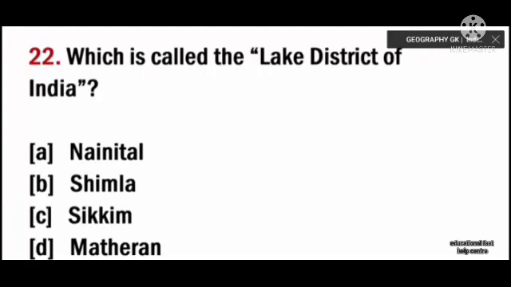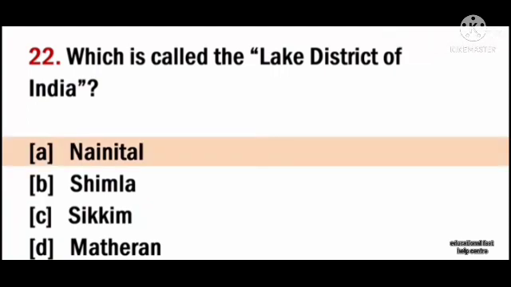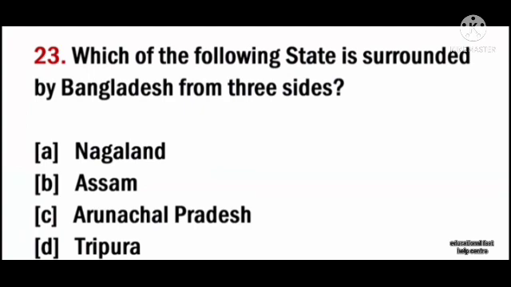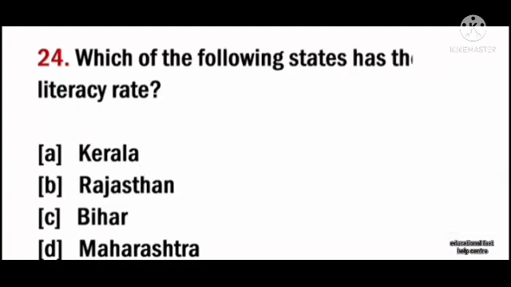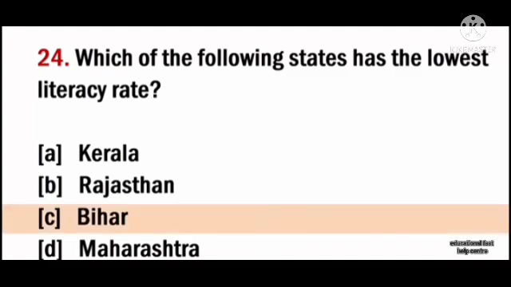Which is called the Lake District of India? Answer A. Nainital. Which of the following states is surrounded by Bangladesh from three sides? Answer D. Tripura. Which of the following states has the lowest literacy rate? Answer C. Bihar.